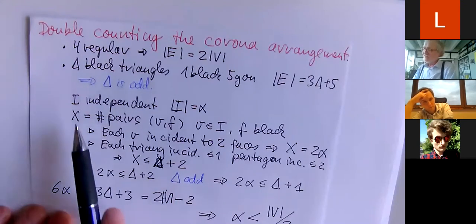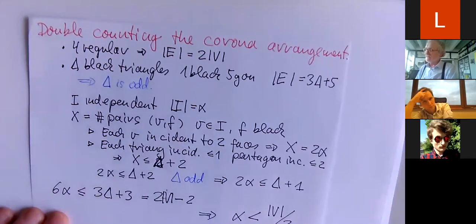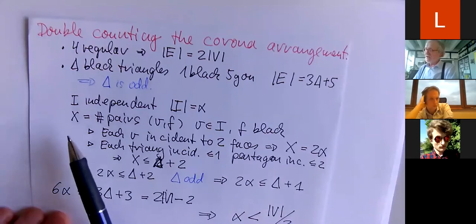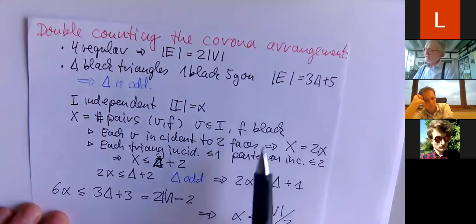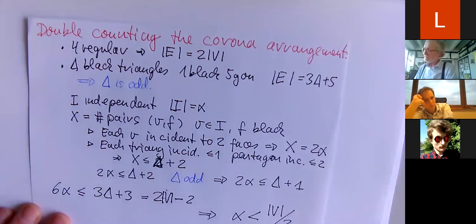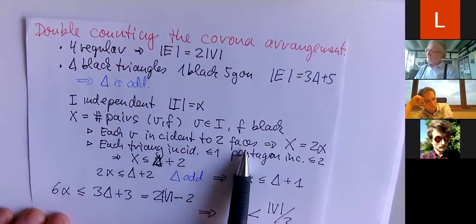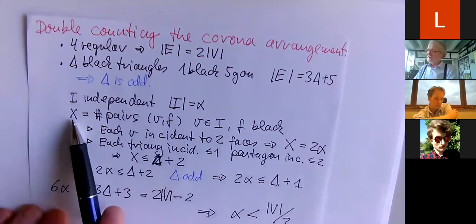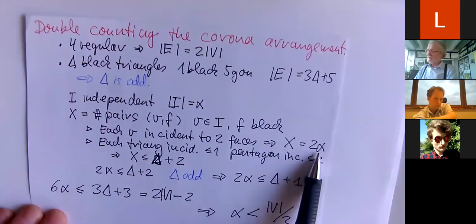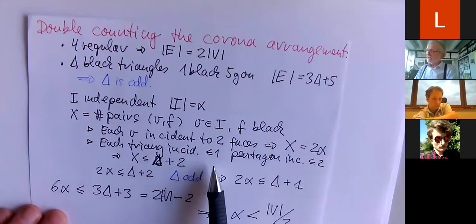And now what we do is we look at a large independent set of size alpha, and we count pairs, vertex and face, which are incident, and the face is a black face. Now, each vertex is incident to two faces. So the number of pairs we are having here is equal to 2 times the number of vertices in our family, and this is alpha. So 2 times alpha. And we can look at it from the other side.